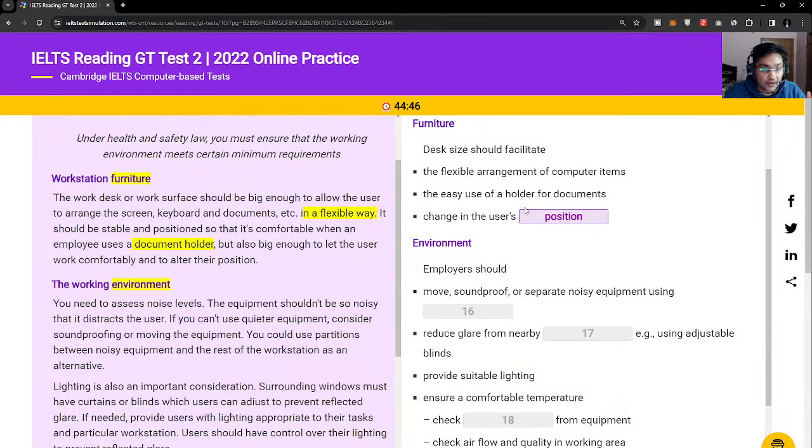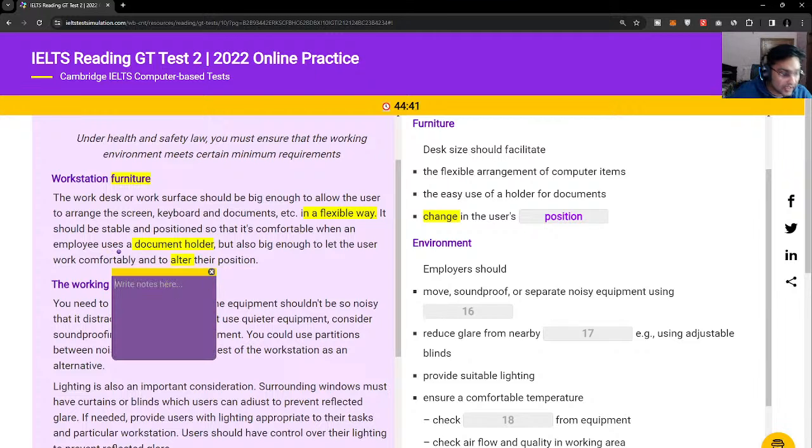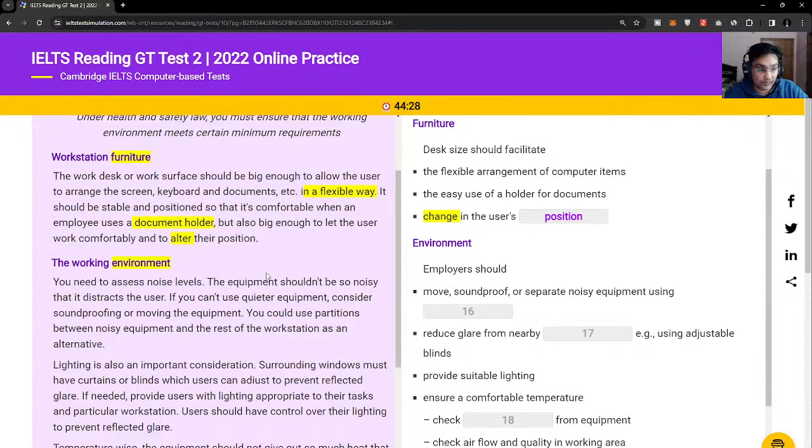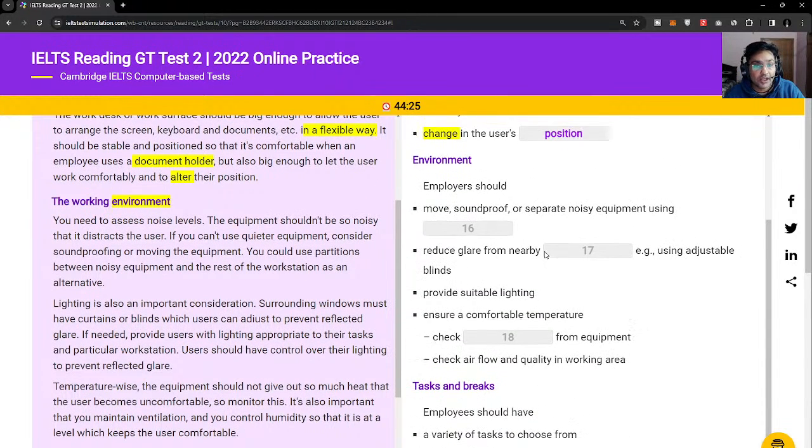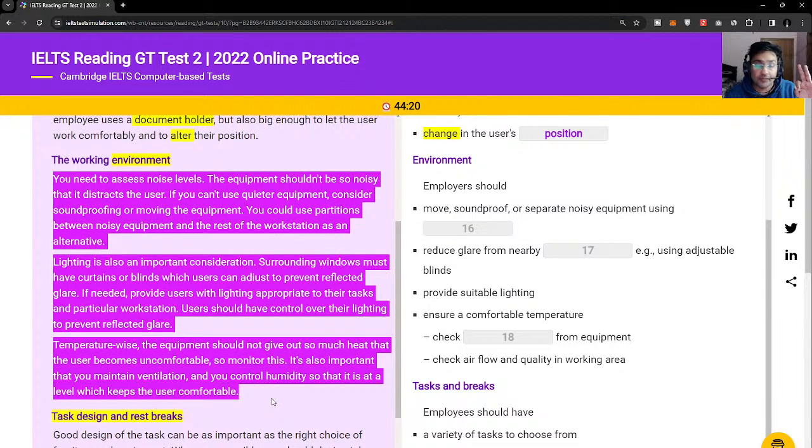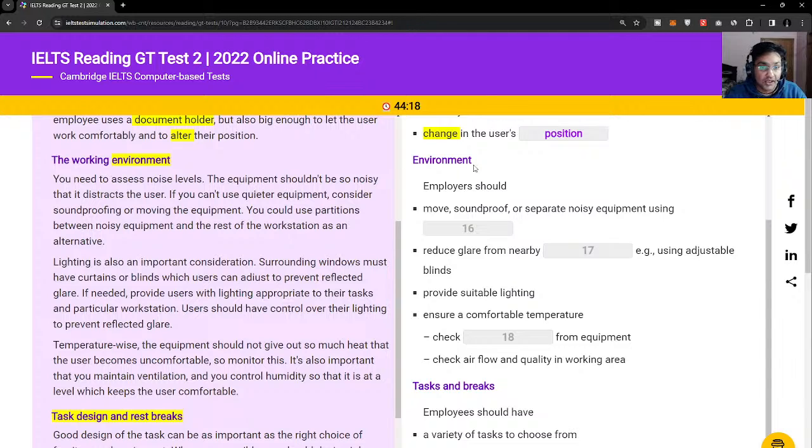You know why? The word change is the same as the word alter. To alter is to change. And this is exactly how the IELTS on computer reading is going to be. Now let's move on, and we'll know that there are 3 questions that need to be answered from these 3 paragraphs that are related to the working environment. Employers should move soundproof or separate noisy equipment using dash. We only know it's a one-word answer.